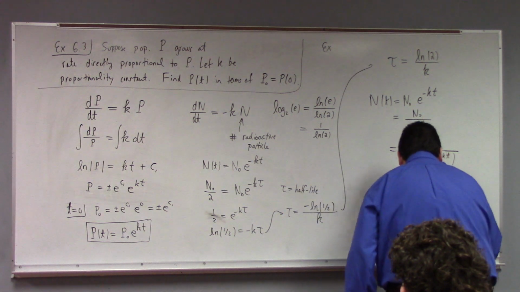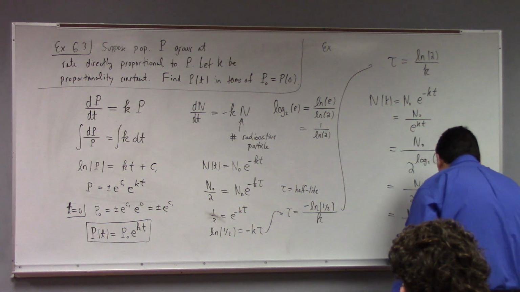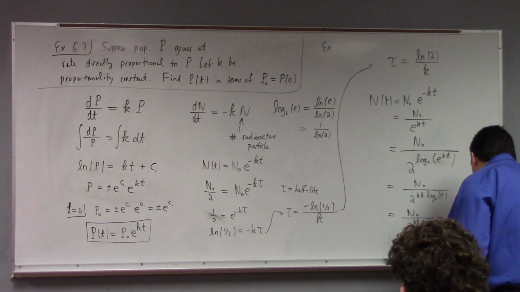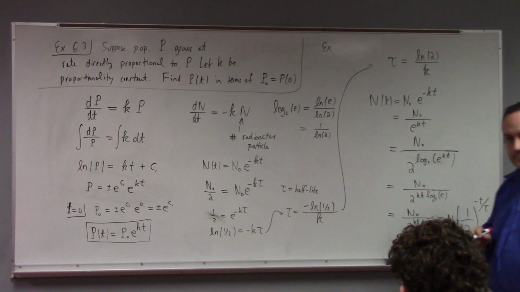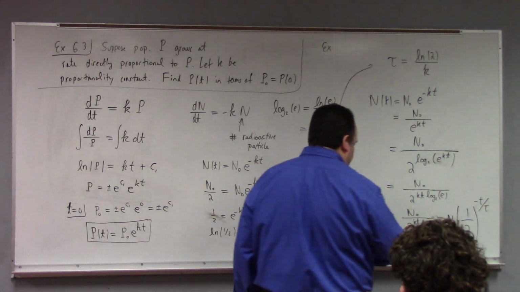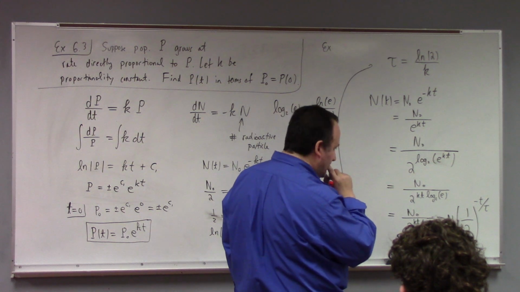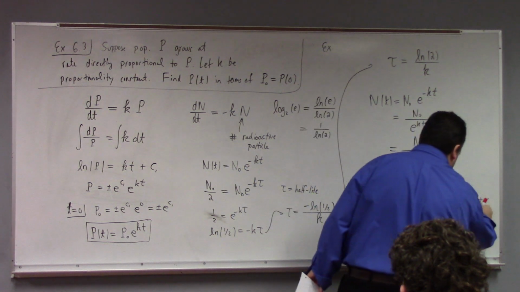which we could rewrite as n sub 0 times what? 1/2 to the what? What's kt over log 2? Well, k over log 2 over k was tau, right? So this is 1/2 to the t over tau. Yeah, t over tau, no minus.